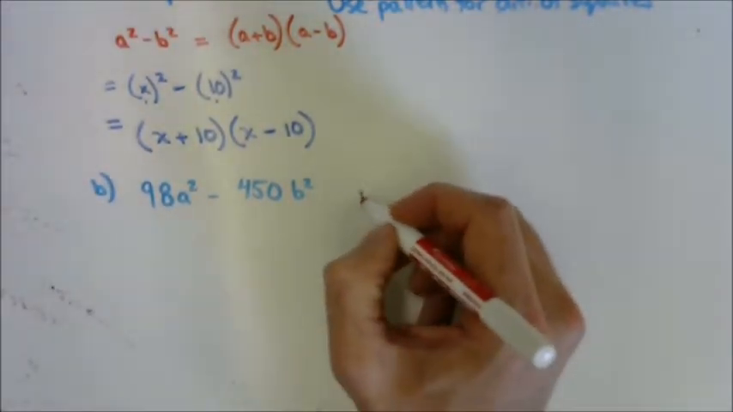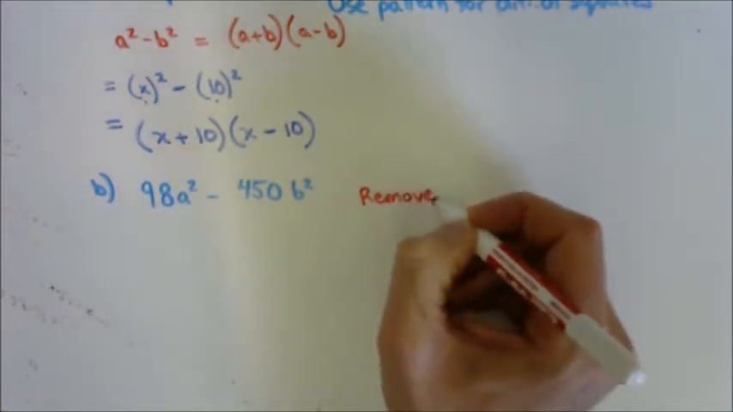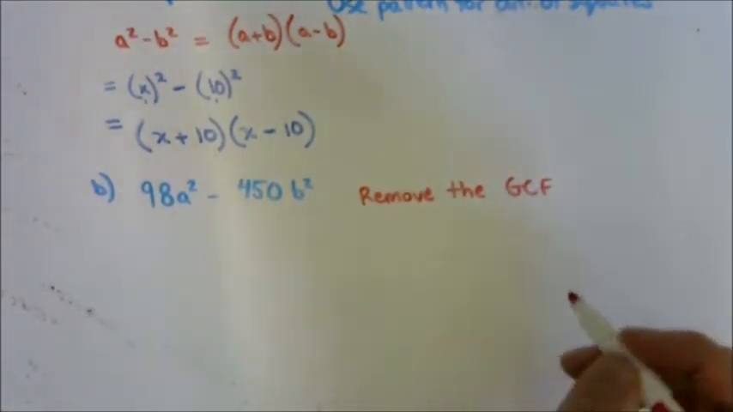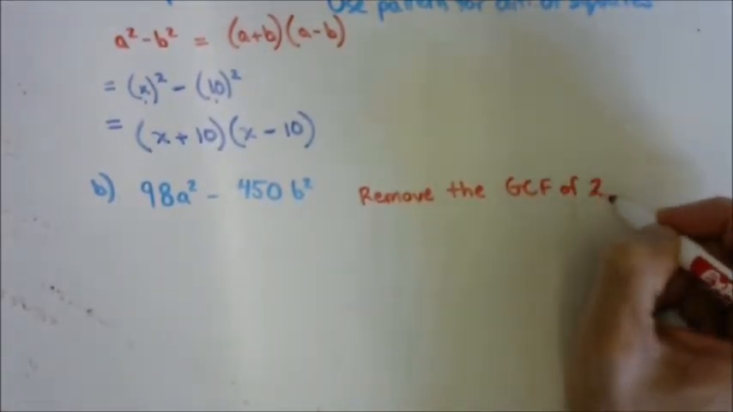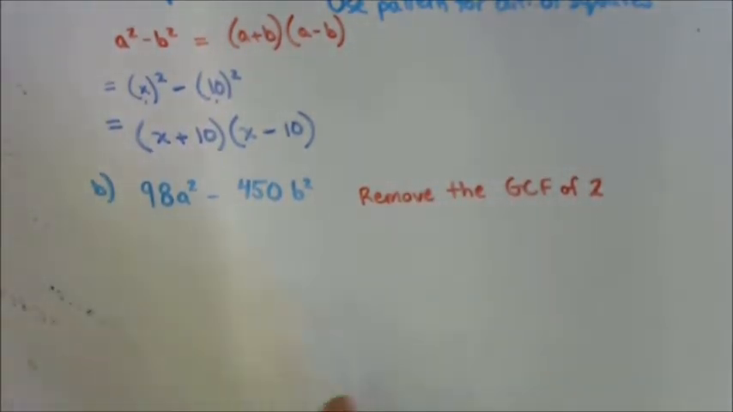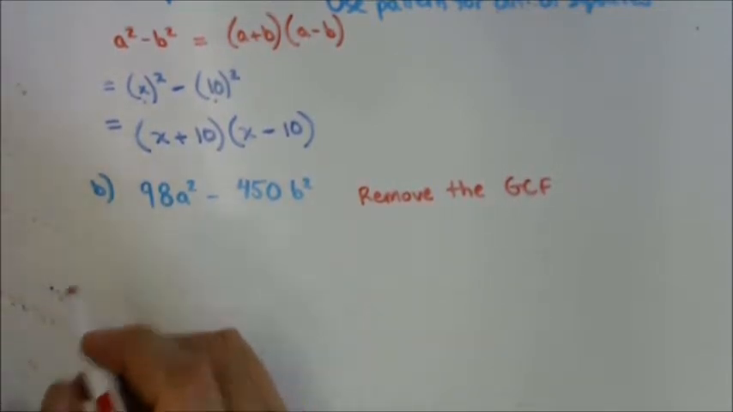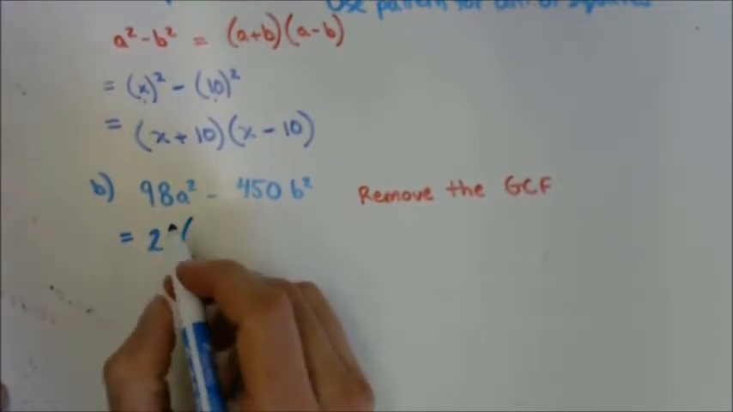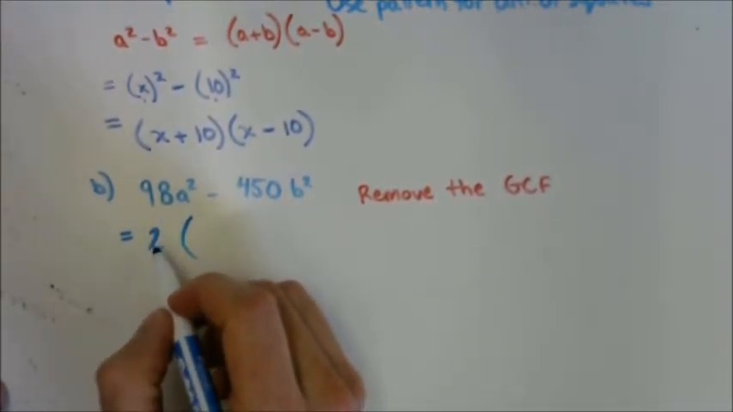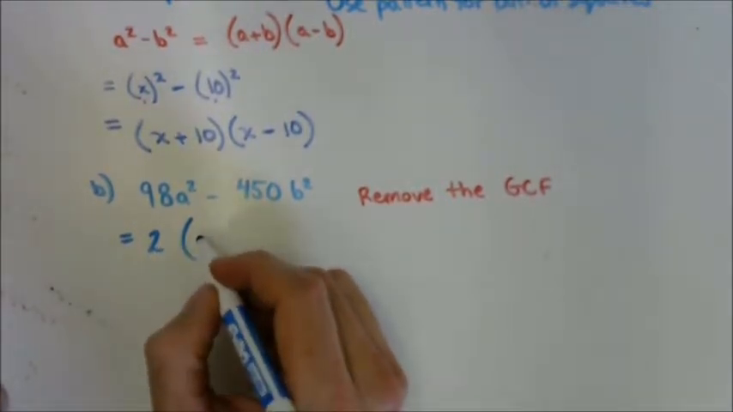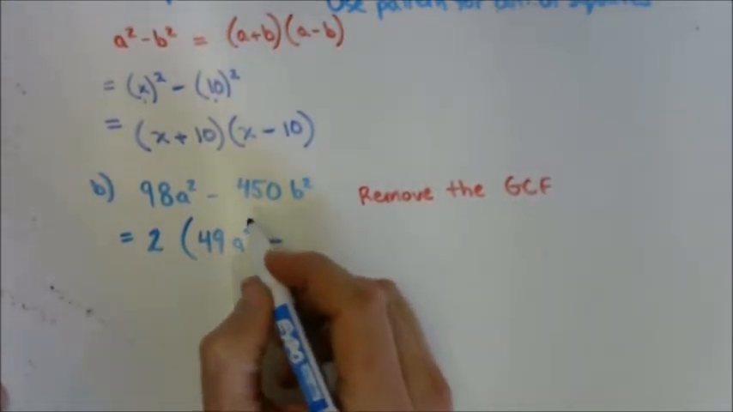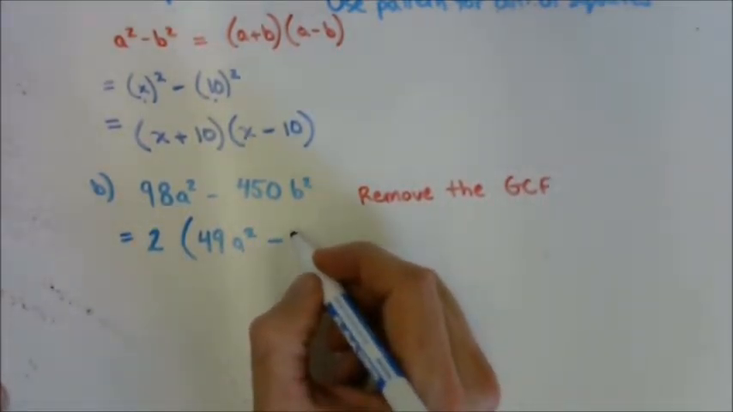Okay? So step 1, remove the GCF. Well, saying remove the GCF of 2 is actually a false way to say it. Just say remove the GCF. Remove the greatest common factor. Alright, if we pull 2 out of here, what are we left with? 98 divided by 2? Almost 50. 48. 49a squared. 450 divided by 2? 250?